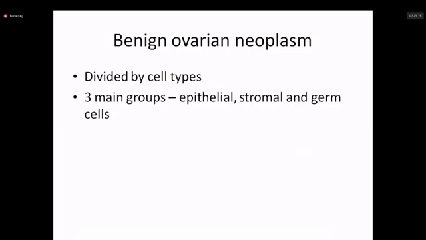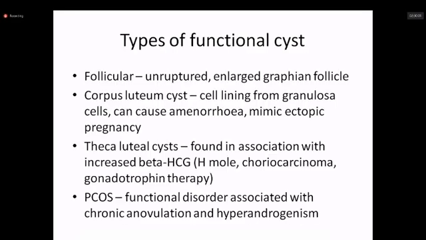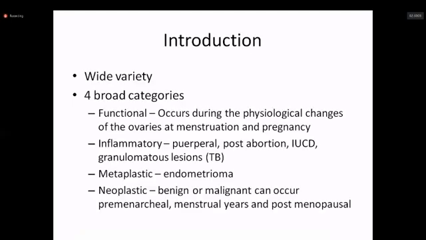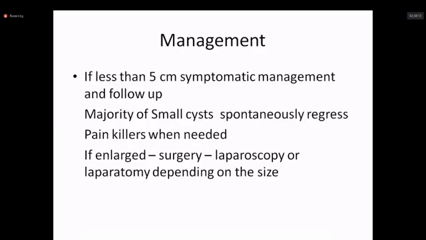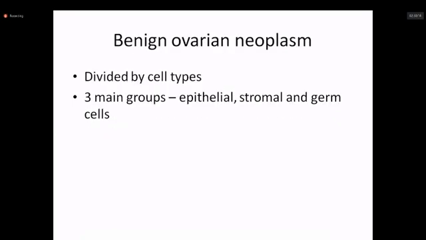Then the neoplasm. I told you this on a previous slide. Can you remember that? Yeah, 4 broad categories. Last one is the neoplastic. Now, this is what we are going to discuss now. Yeah. 3 main groups: epithelial ovarian neoplasm, stromal ovarian neoplasm, germ cell tumors.